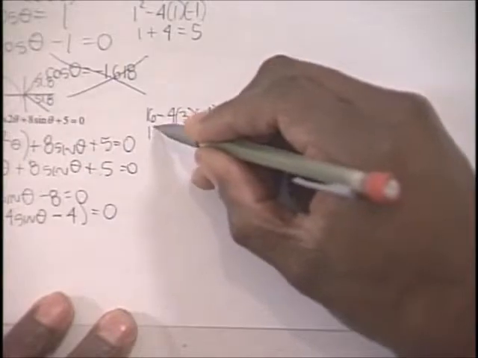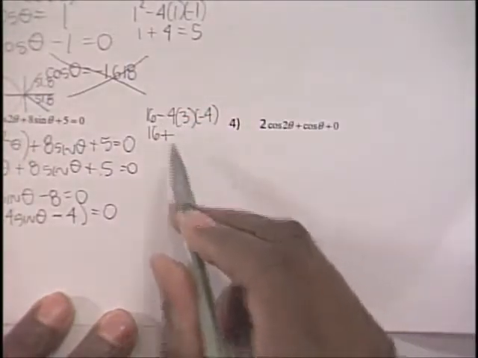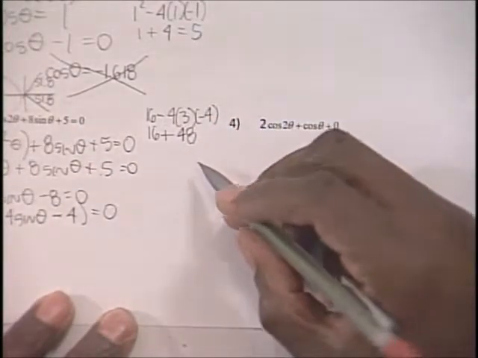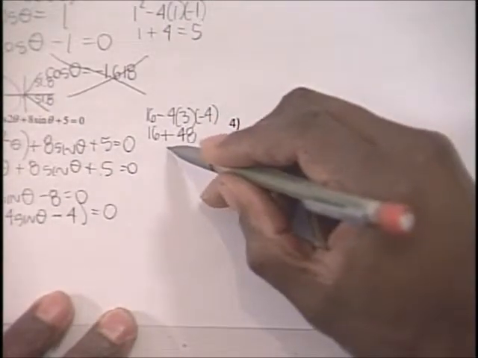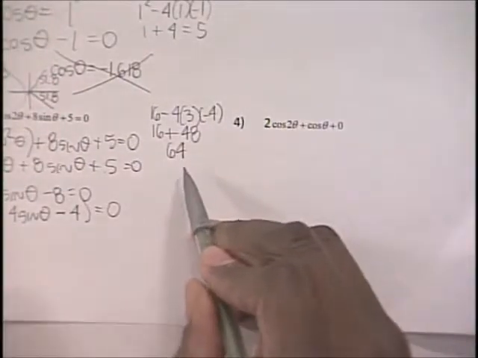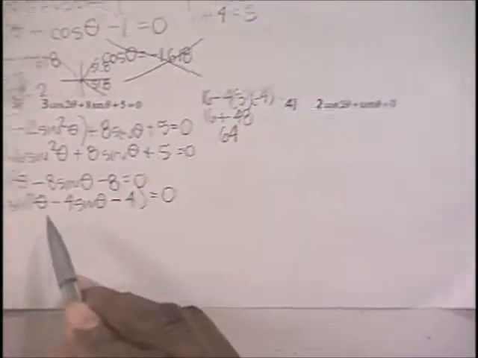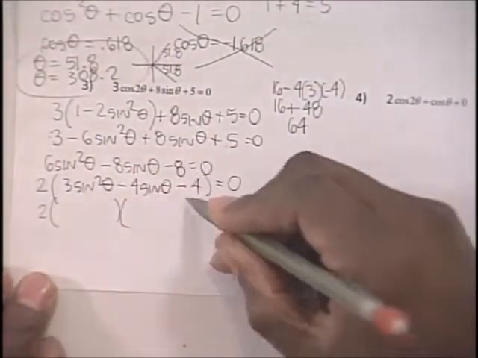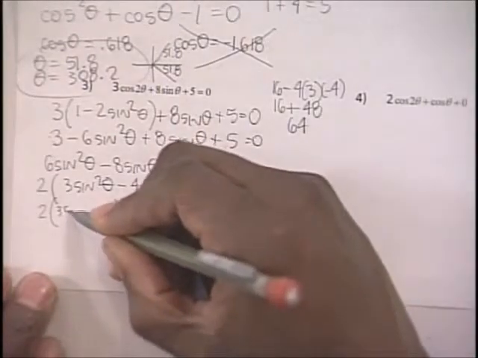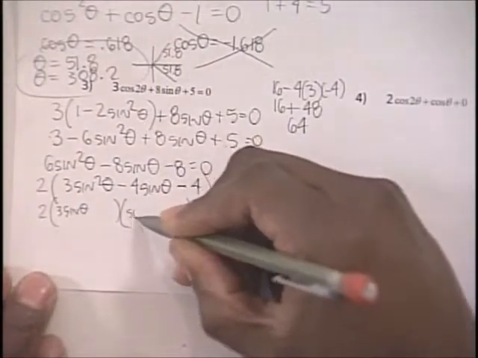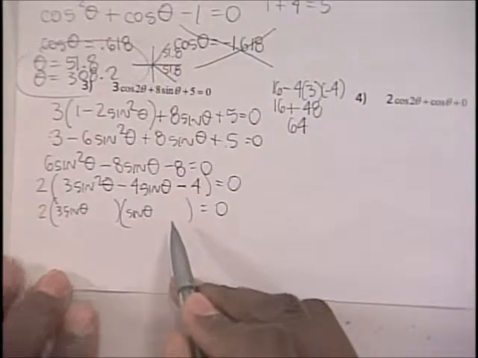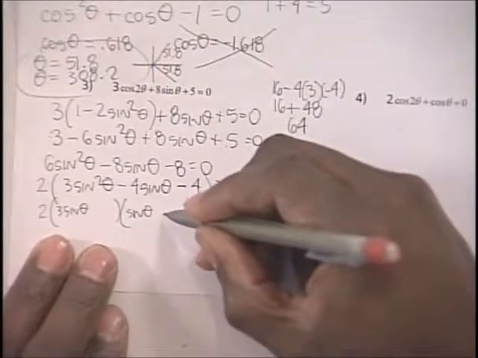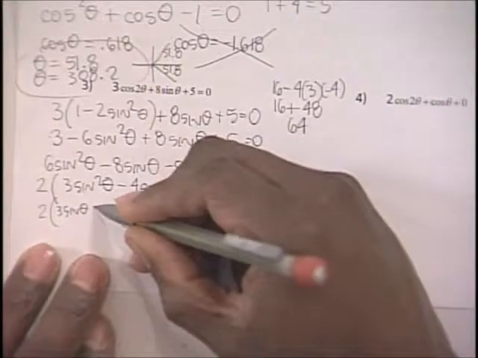We end up with 16 plus 48, and that's going to be 64. The fact that this is a perfect square root tells you this is factorable. So let's go on and factor it. We end up with 3 sine theta, and you end up with, let's see what we can do here. Minus 2 plus 2, that works out.